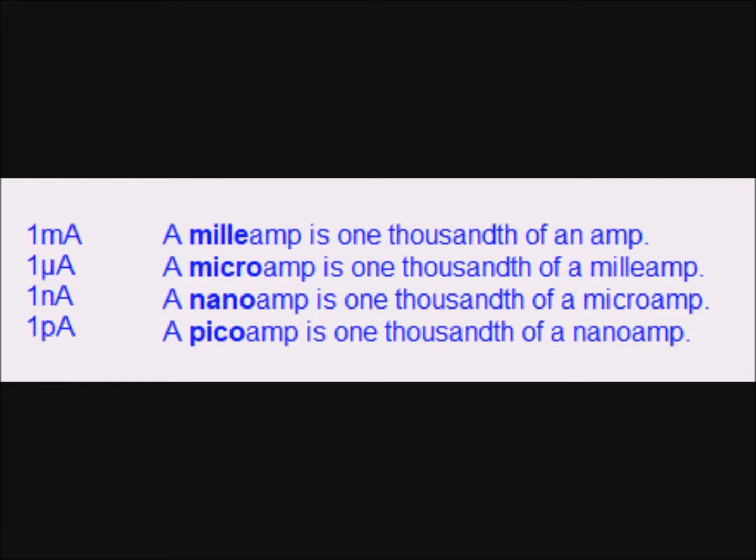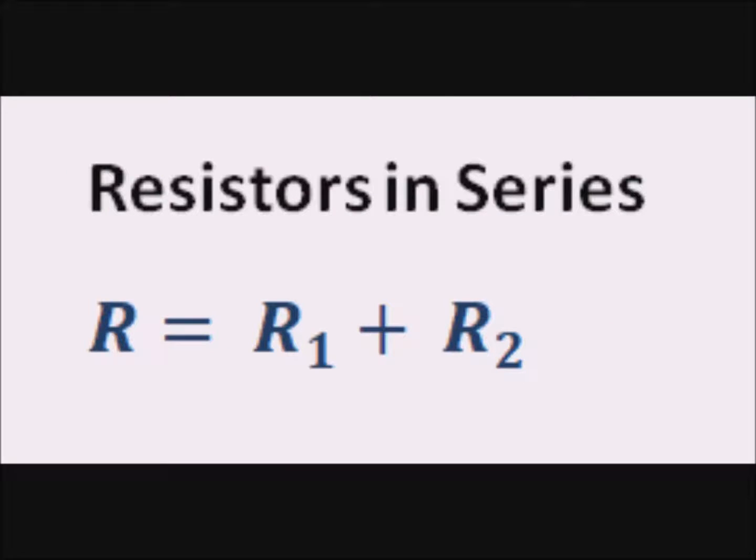The terms milli, micro, nano, and pico occur in other places as well. Also notice the special mu character for the micro symbol. So when resistors are placed in series, the total resistance is simply the sum of the individual resistances.